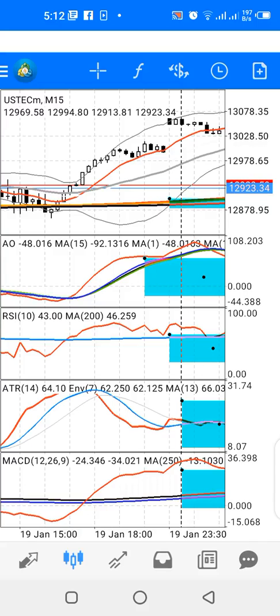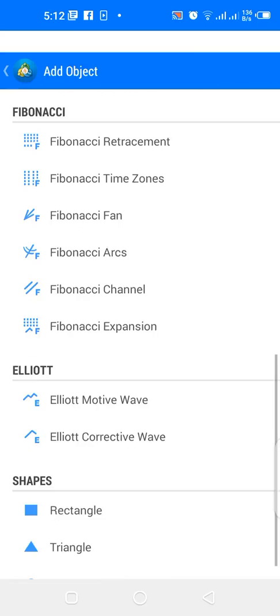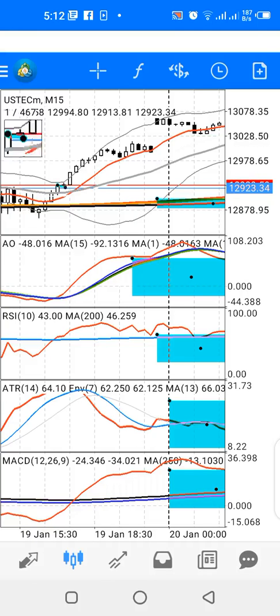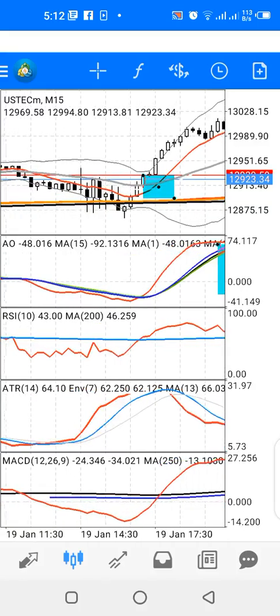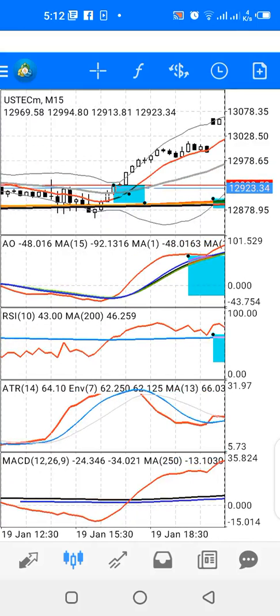Then when I have a crossover of the red line above the gray line, I'm talking about this crossover like I have here, it's my buy signal. When the red line crosses above the gray line within the Bollinger Bands, I am confident enough to place a buy trade. All right.